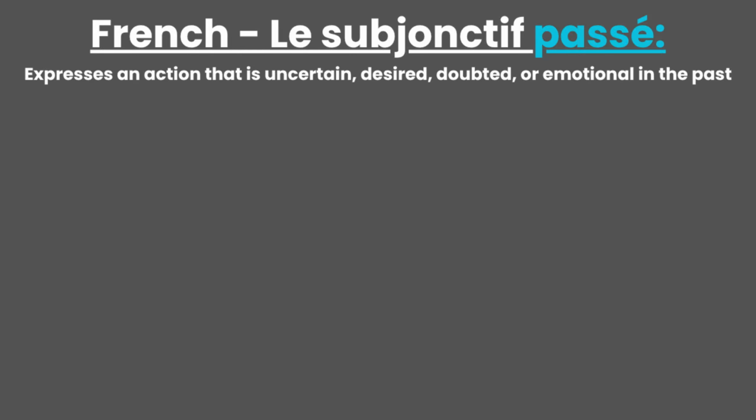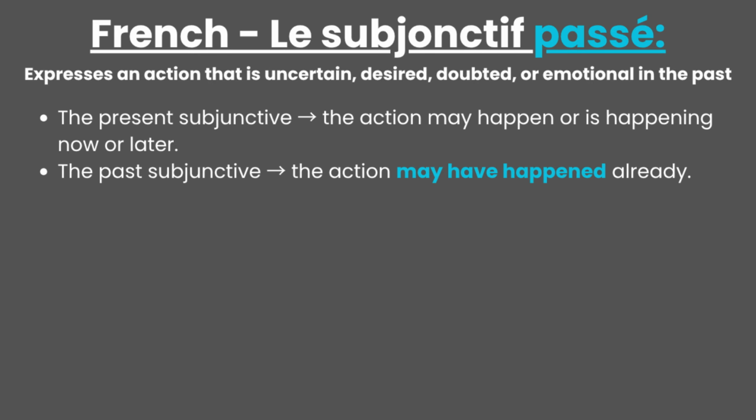The past subjunctive in French expresses an action that is uncertain, desired, doubted, or emotional in the past. If the present subjunctive indicates that an action may happen, the past subjunctive tells us that an action may have happened already before something else.